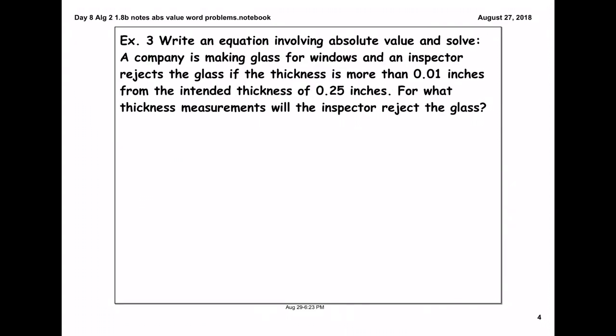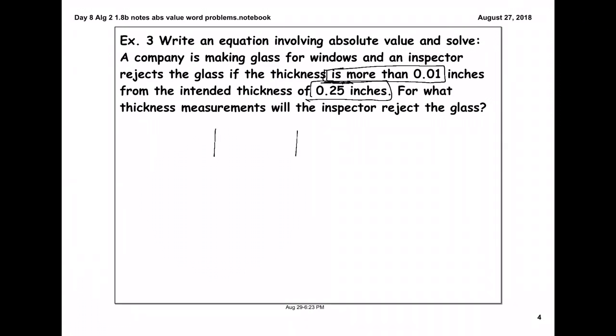Example number 3 says, write an equation involving absolute value and solve. A company is making a glass window for an inspector. The inspector rejects the glass if the thickness is more than 0.01 inches, so 1/100th, from the intended thickness of 0.25 inches. For what thickness measurements will the inspector reject the glass?